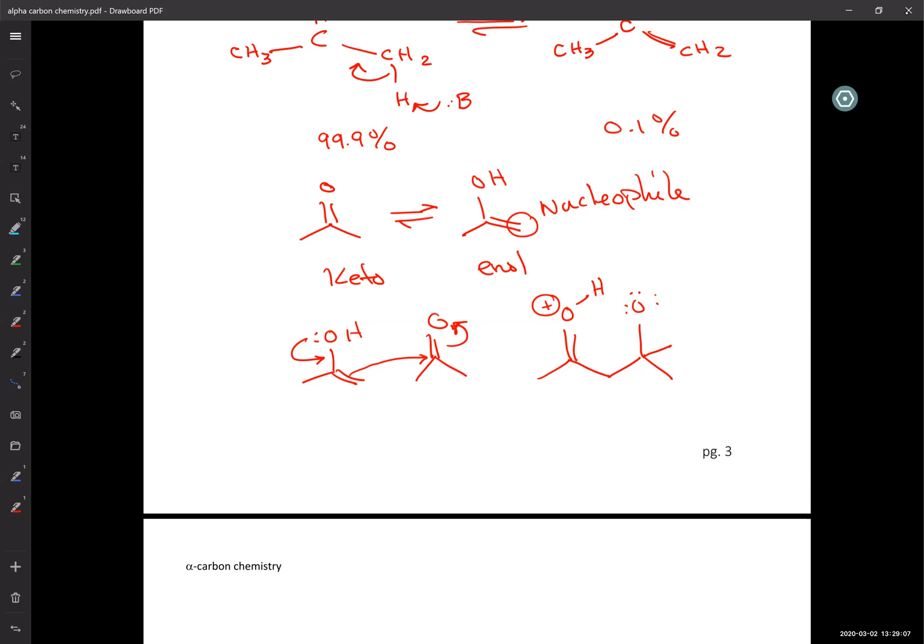It needs a base, right? We're going to catalyze this reaction with the base. So you have to remember, this reaction that I'm about to show you happens all the time. Yeah, it's going on in here, but the rate of reaction is really slow.